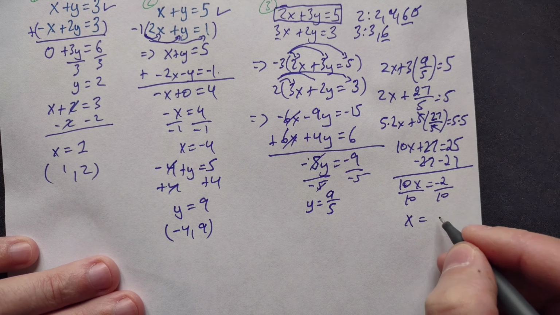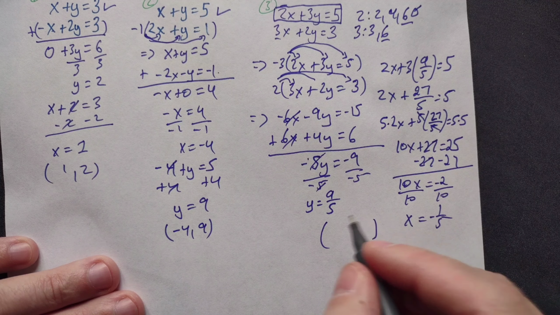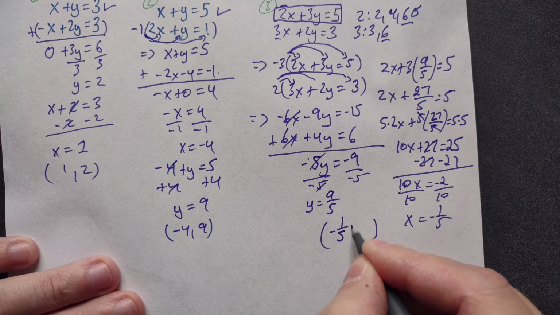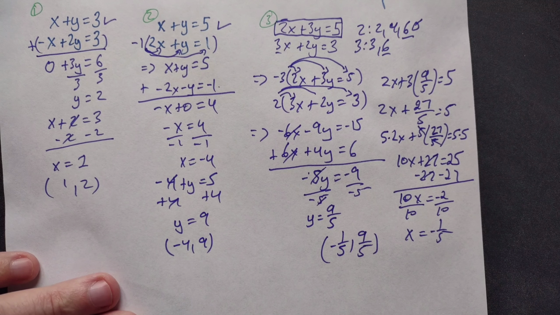So x is equal to negative 1/5, which means that the solution to the point is negative 1/5 for the x and positive 9/5 for the y. Here's all of the work.